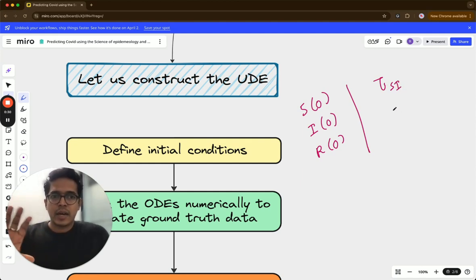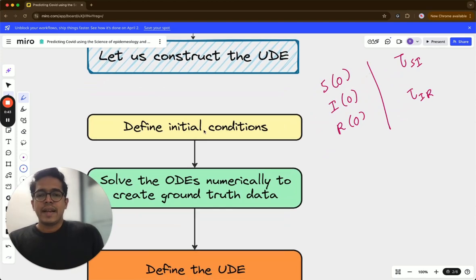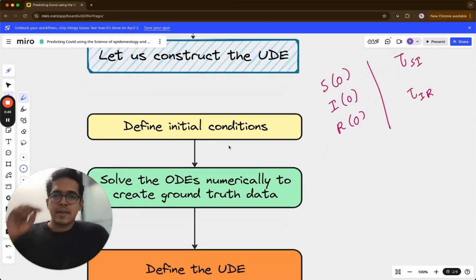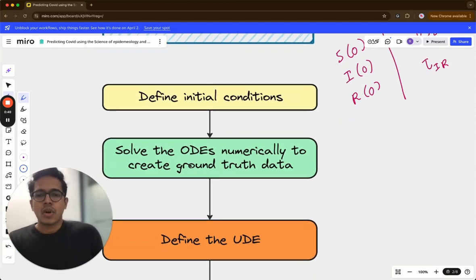But of course, tau SI and tau IR, we will not be using in training the neural network, because obviously what we are training the neural network for is to predict this in the first place, right? So this will be used only for ground truth. So we can define the constants that we will use in our construction of UDE as well as the initial conditions. Then solve the ODE.